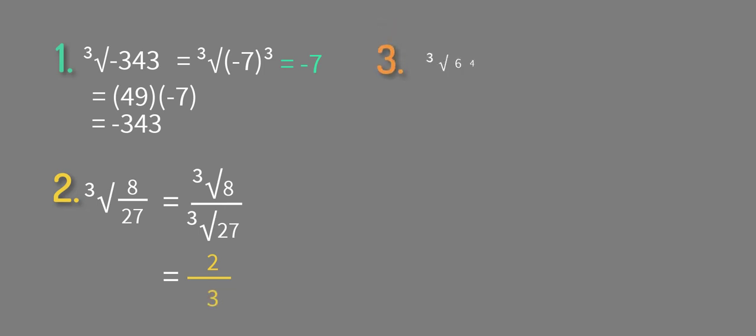Number 3, we have the cube root of 64. So what number times itself 3 times equals 64? Well, that would be 4. 4 times 4 is 16, and 16 times 4 is 64. So this is the same thing as the cube root of 4 cubed, which equals 4.